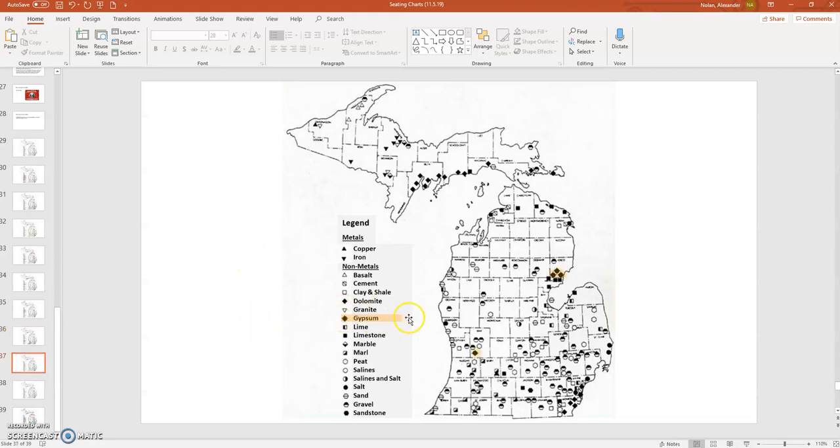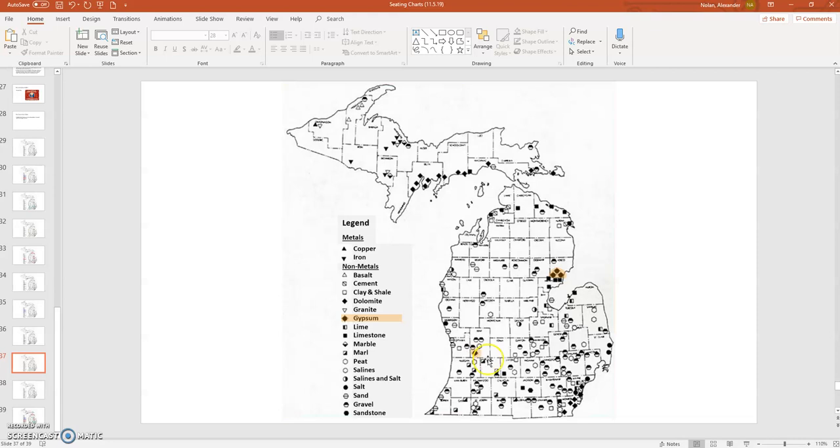Gypsum. Gypsum is designated by kind of an odd symbol here. It's a circle with a little cross through it. It's really hard to identify on this map. The resolution isn't perfect. But we find that there's a blob just north of the bay here, and then there's a little blob over here near the Grand Rapids area. And so we find there's some gypsum here.